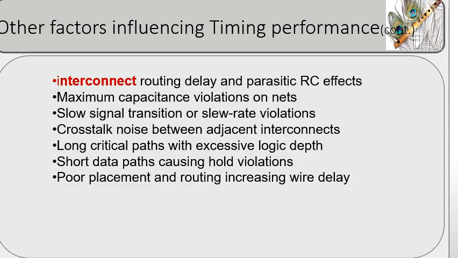Long critical paths with excessive logic depth add latency, while short data paths risk hold violations. Poor placement and routing further amplify wire delay, compounding timing challenges. Together, these factors highlight how interconnect parasitics dominate performance in advanced nodes, demanding precise analysis and optimization to ensure reliable operation.